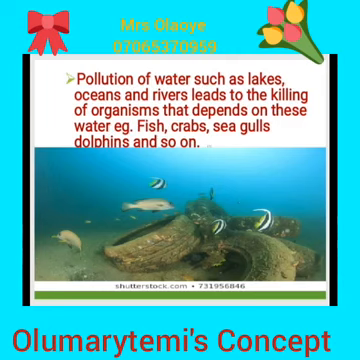Now, if the water is contaminated, fishes will not be able to grow properly. Are you getting it? Contamination of water can lead to the death of fish, crabs, seagulls, dolphins, and so on. So once water is contaminated, it leads to the death of these animals. We're still looking at what? The effects of pollution.